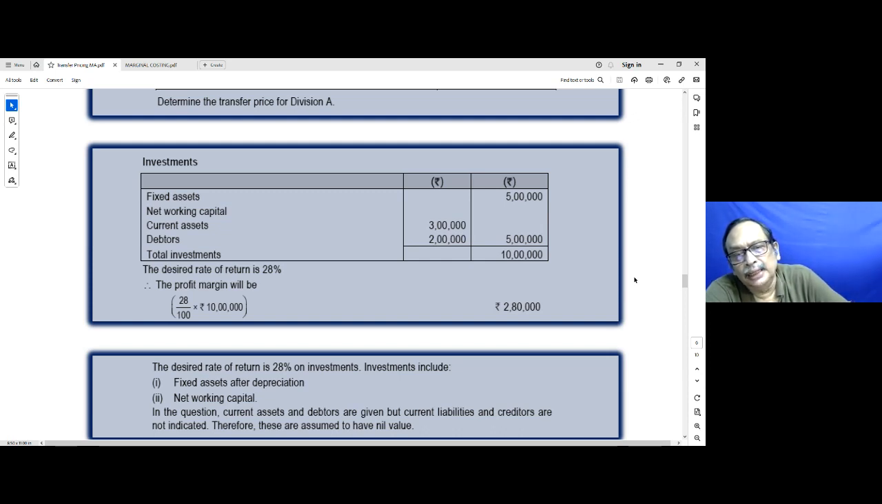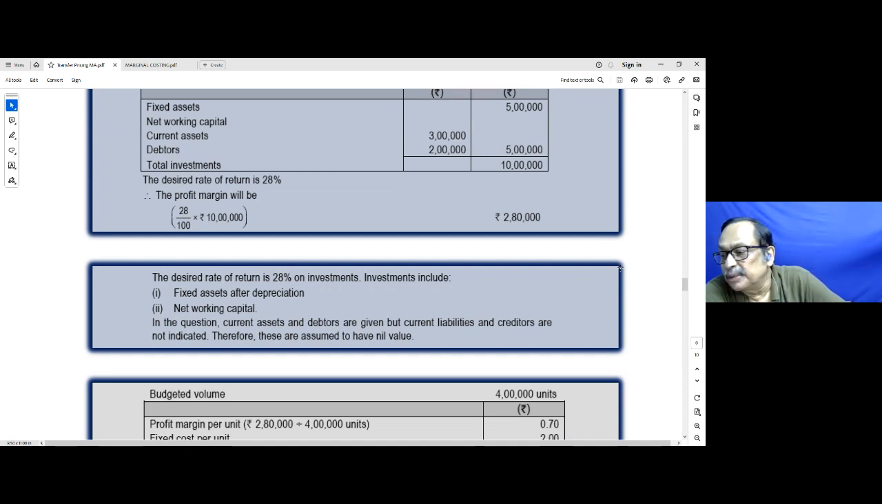The desired rate of return is 28%. Therefore, the profit margin will be 10 lakhs into 28 by 100. It comes to 2,80,000. The desired rate of return is 28% on investments. Investments include fixed assets after depreciation. Number 2, net working capital. In the question, current assets and debtors are given, but current liabilities and creditors are not indicated. So we are assuming that these are assumed to have nil value.